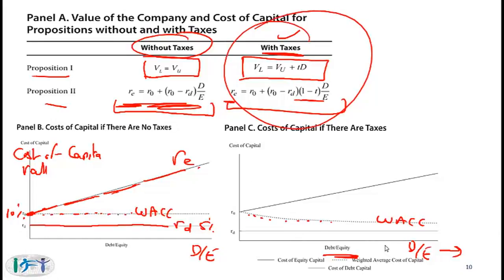So what happens to the value of a company according to these relationships if we keep increasing debt? So in this theoretical world, it makes sense to keep on taking more debt. As you keep on taking more debt, then WACC will keep coming down and the value of the firm will keep going up. But remember, this is a very theoretical scenario where there are no bankruptcy costs.